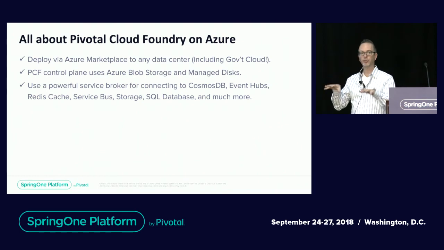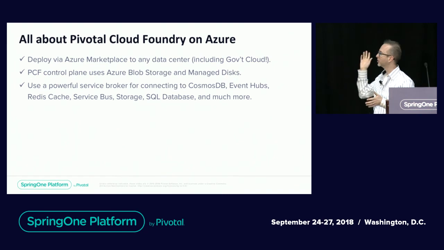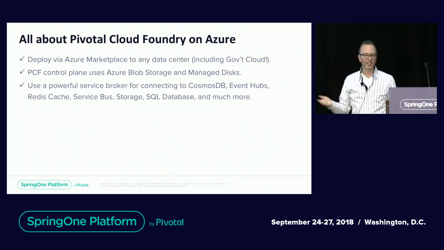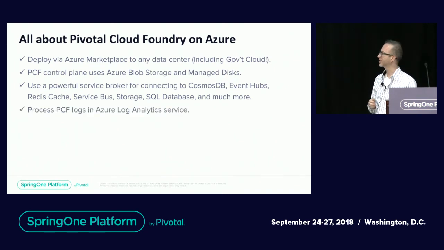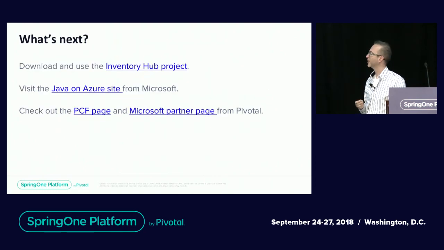So if I'm building my event-driven app and I deploy it to PCF, I can connect easily to Cosmos. It's a service broker command, and it provisions a whole instance for me and gives me my credentials in the environment variables, no credentials in my code. So that service broker really does a great job of connecting me to storage, messaging, all that kind of fun stuff. If you like sucking in logs and processing them for fun, you can use the Azure Log Analytics service. And if you like single sign-on because you like your users, then you can use Azure Active Directory to actually do that credential mapping.